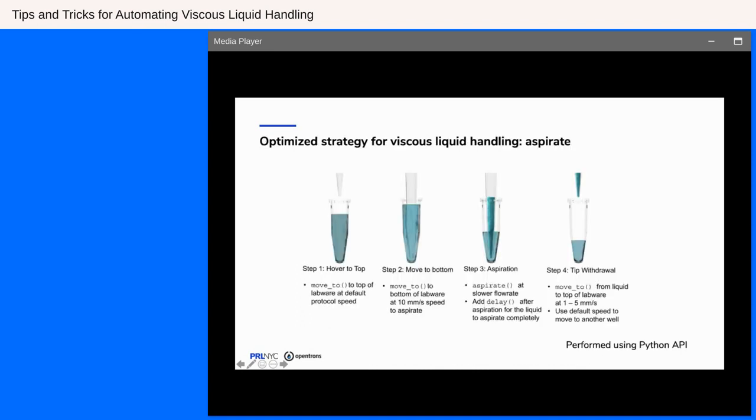Let's take this optimized strategy for viscous liquid handling. So if you're going to aspirate the liquid, move to the top of the labware at the default speed. Then move to the bottom of the labware at a slower speed, which is 10 millimeters per second.